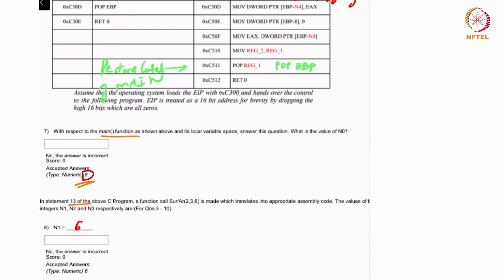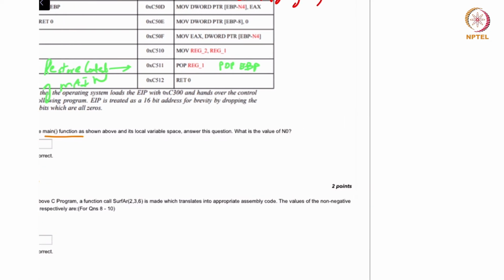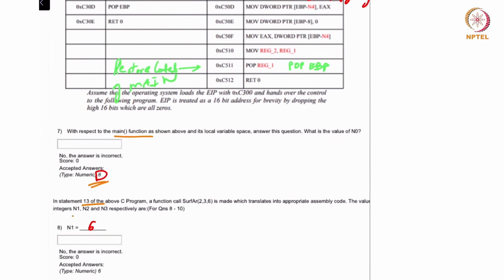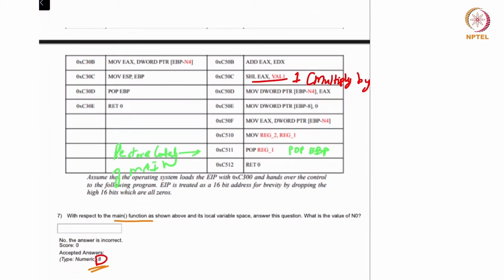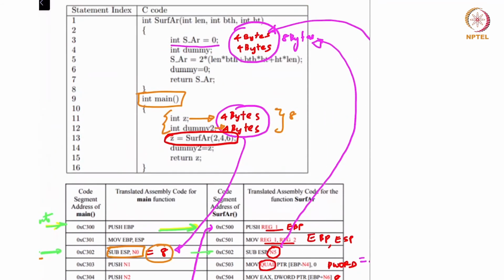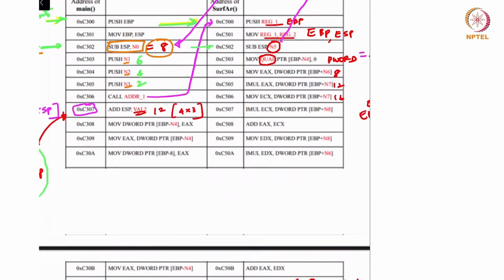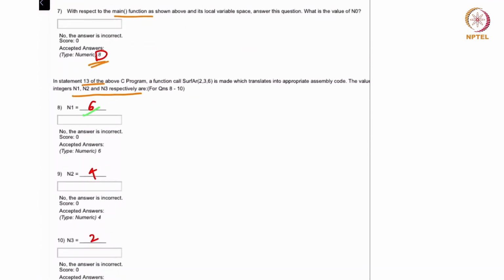In statement 13 of the above code, which translates into appropriate assembly code, the values of non-negative integers n1, n2, n3 respectively are asked. Going to this statement, what is n1, n2, and n3? We know that when a function is called, its arguments are passed from right to left. Hence, these values are basically 6, 4, and 2. Yes, 6, 4, and 2.